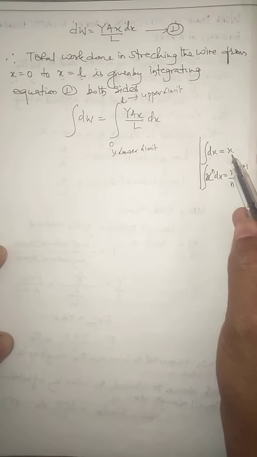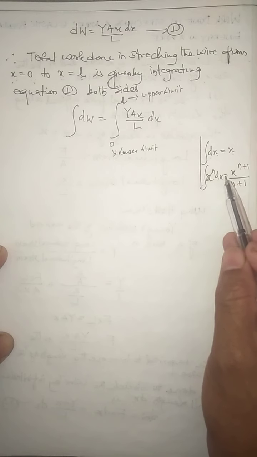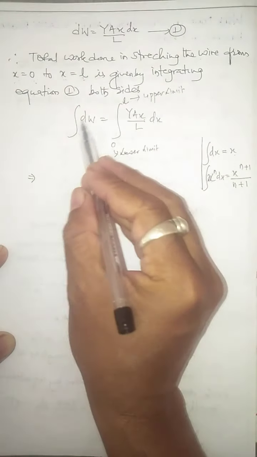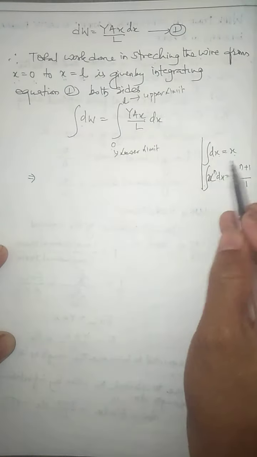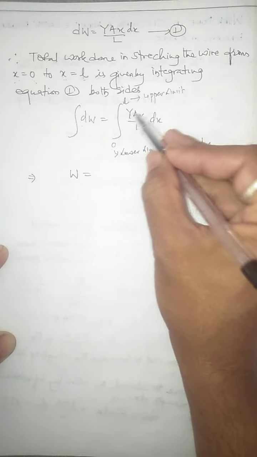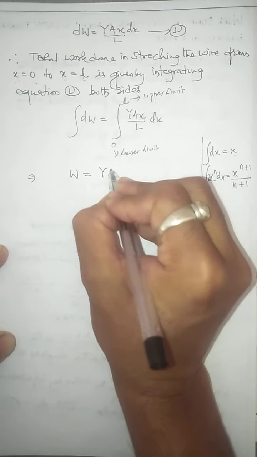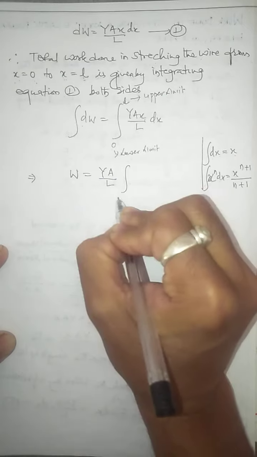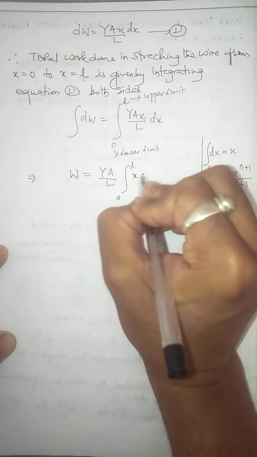And children, before I do the integration, I use the formula: integration of dx means x, and integration of x to the power n dx means x to the n plus 1 by n plus 1. These two formulas I have already taught in one of the chapters. Now let me apply this in this expression. On the left hand side it is dw, and this dw is similar to dx, so integration of dw will be w. On the right hand side your variable is x only, so the other quantities are constants. Y, a and L I'll take out from the integration. So inside the integration it is 0 to L x dx.